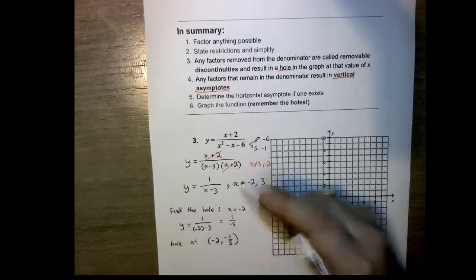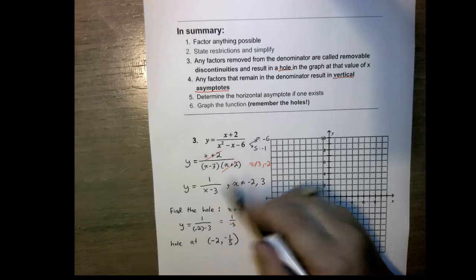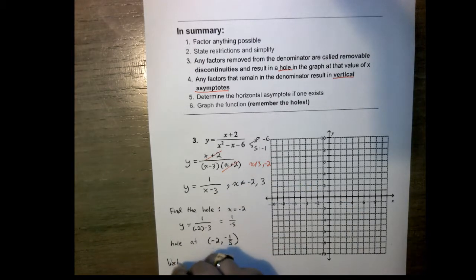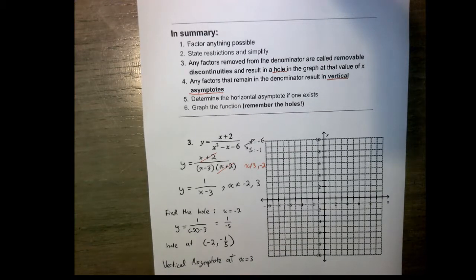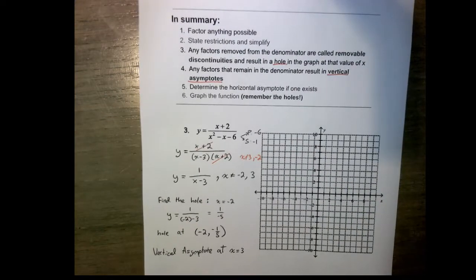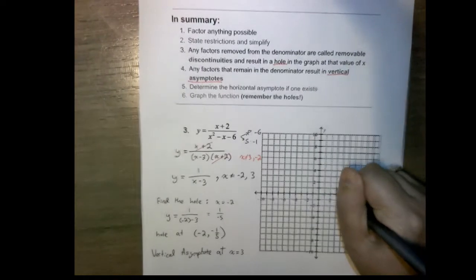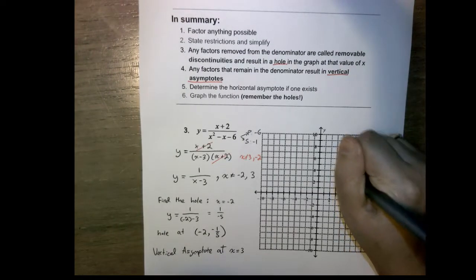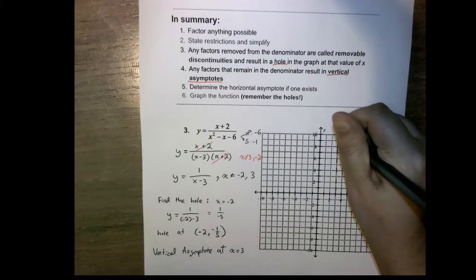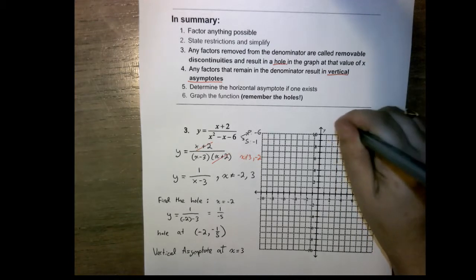And then also I have this vertical asymptote at x equals 3. So let's go ahead and draw that vertical asymptote on my graph. So I can't have x equals 3. Right? So x cannot equal 3.